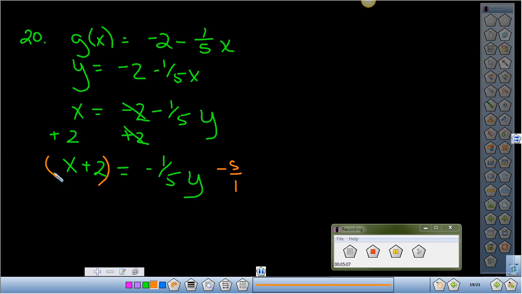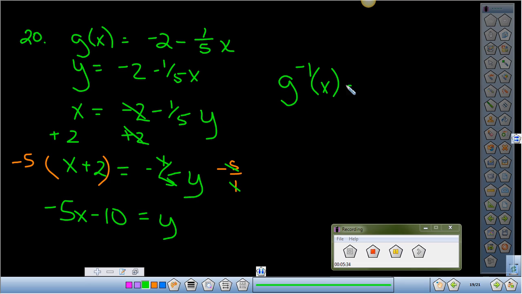And the golden rule says what you do to one side, you have to do to the other. But you have to be real careful on this one because you're multiplying the whole thing. So as a result of this, these will all cancel out, and you have your y isolated, and you can distribute this if you'd like to. Your answer will be negative 5x minus 10 is equal to y. And once again, this is the inverse, so we want to write it as the inverse. g inverse of x is equal to negative 5x minus 10. Or once again, you could have left it in factored form.